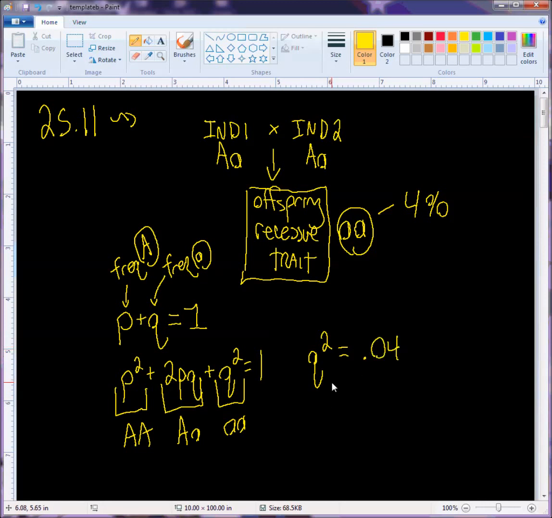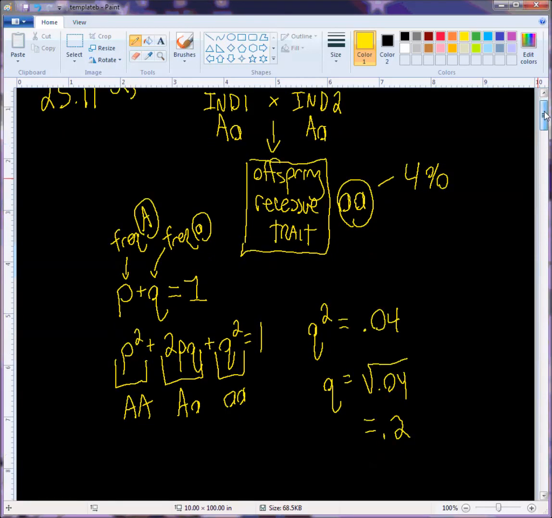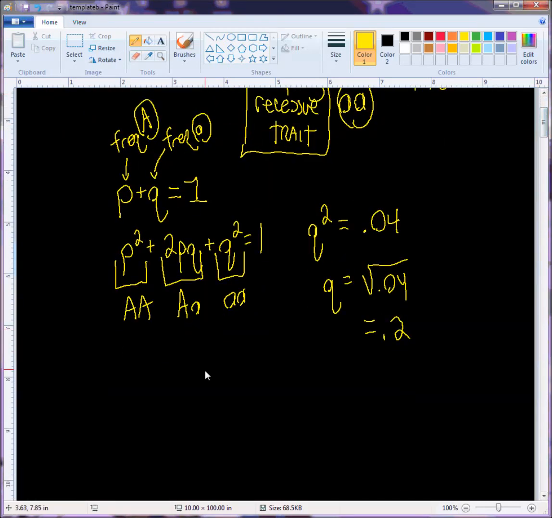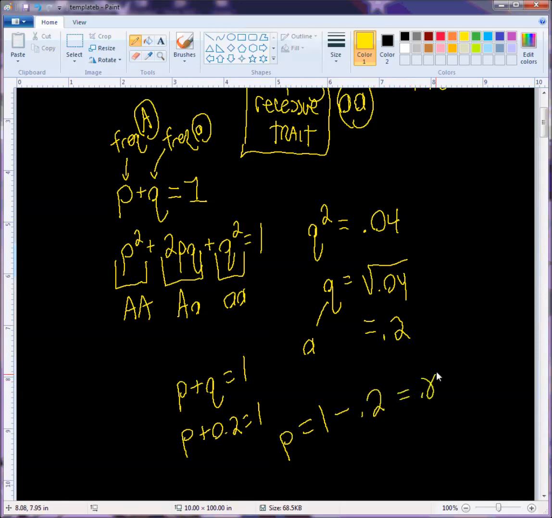So we can determine Q now, right? Q is just going to be equal to the square root of 0.04, which is equal to 0.2. Okay. So now that we know the frequency of Q, or the little a allele, we can figure out P from this equation up here. P plus Q equals 1, or P plus 0.2 equals 1. So P is going to equal what? P is going to equal 1 minus 0.2 equals 0.8.